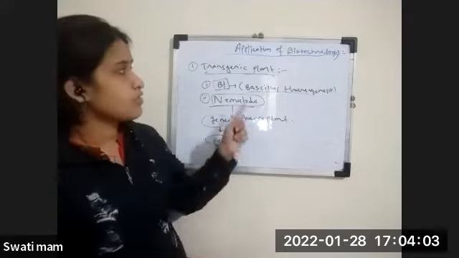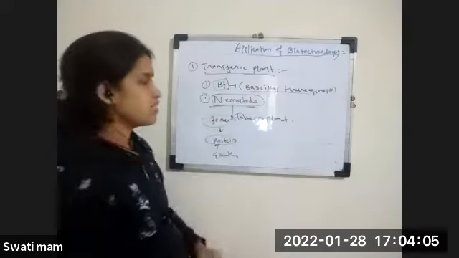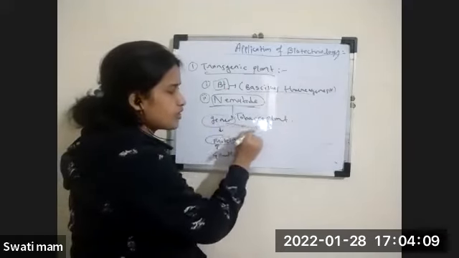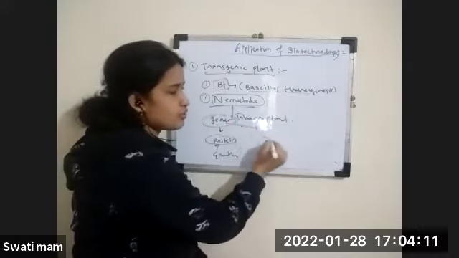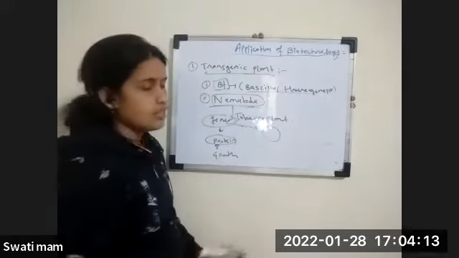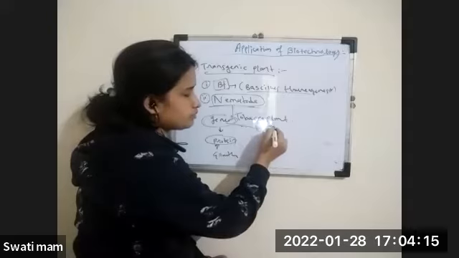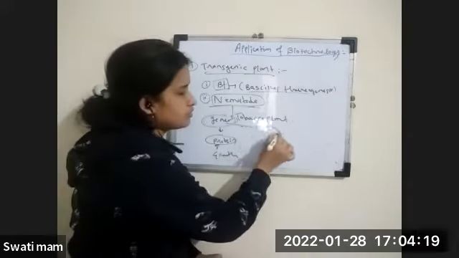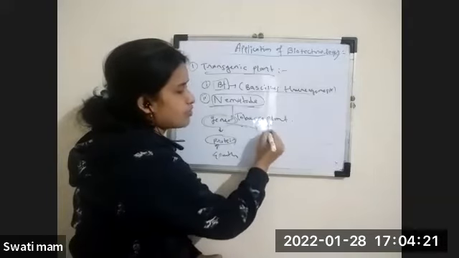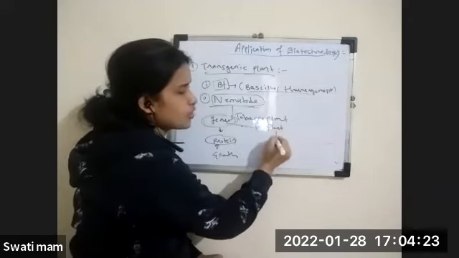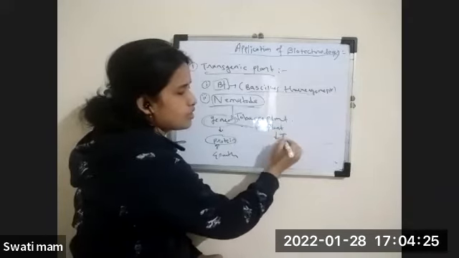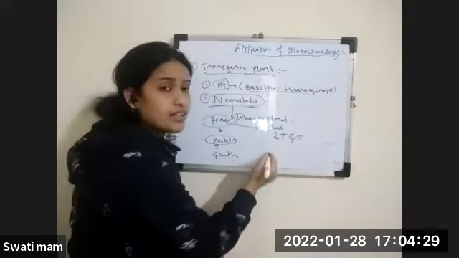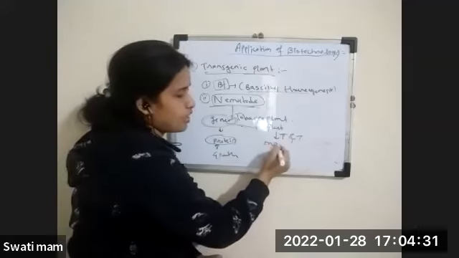Now what happened for the formation of the transgenic plant? We are incorporating this nematode-containing gene into the plant. After inserting this gene into the plant, what happened? The process of transcription and translation goes on, and after transcription and translation, this plant replicates to form mRNA.